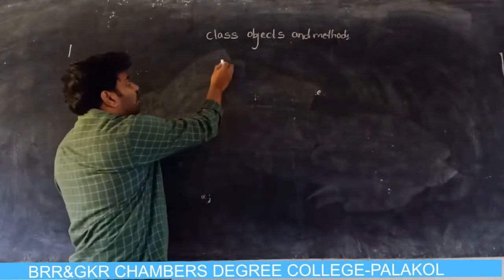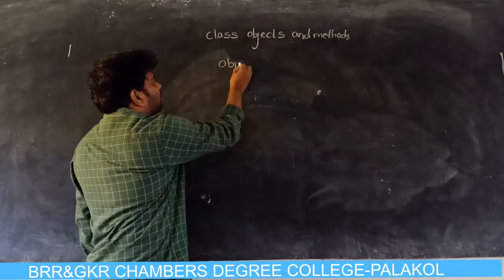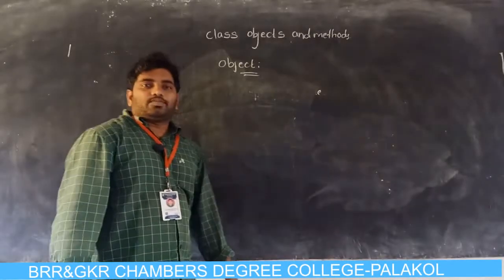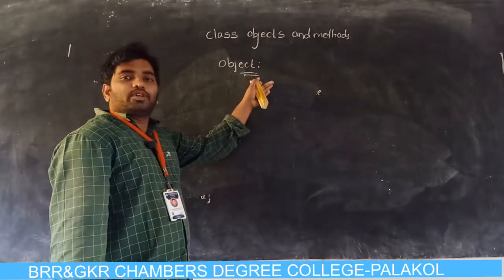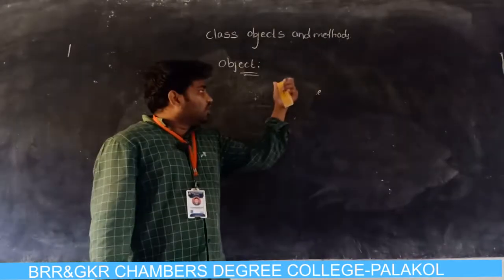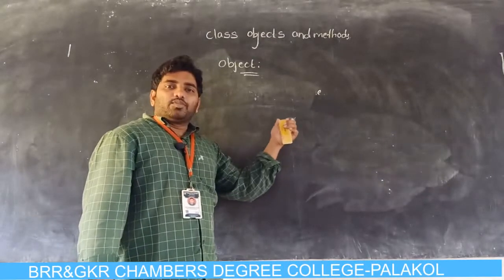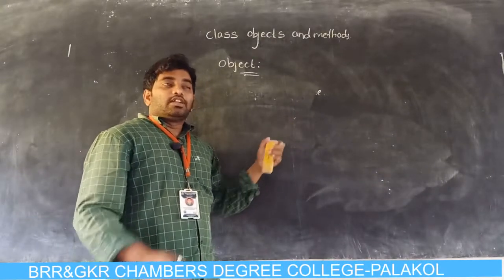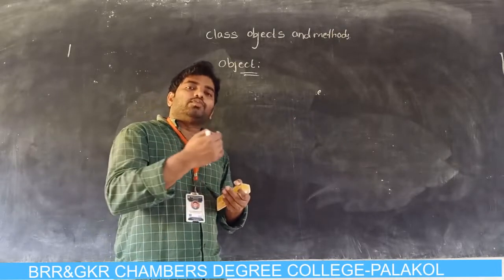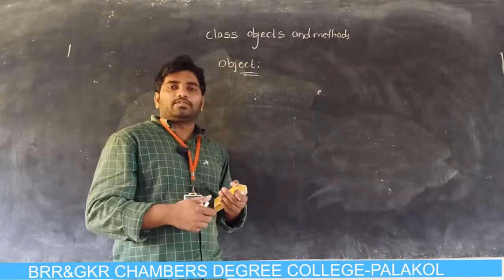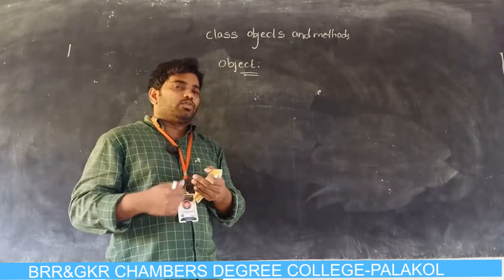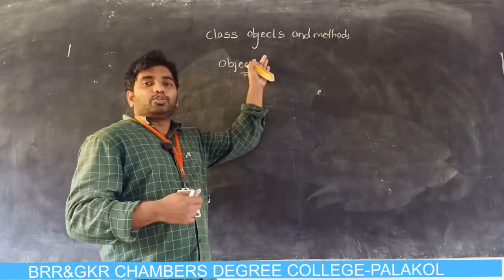Next one, object. An object means an instance of the class, which consists of the properties and tasks. Suppose the class only declares the variables, it does not create memory allocation. Why? Because when you create the object, immediately the memory allocation is created. So the object is compulsory to use.